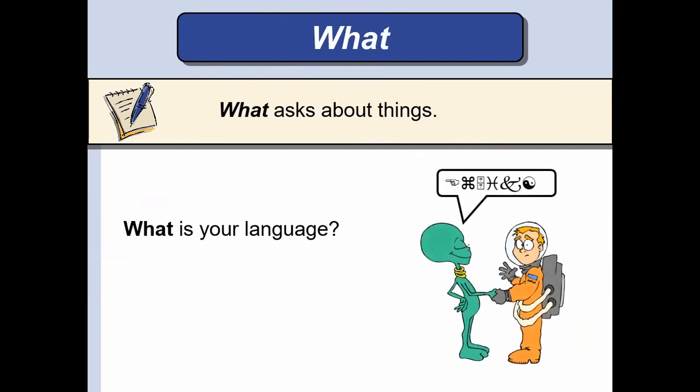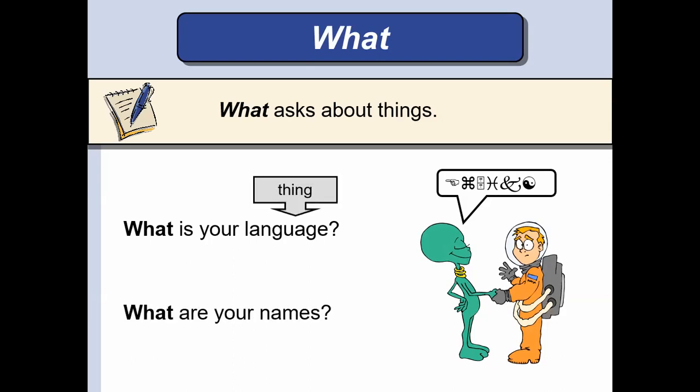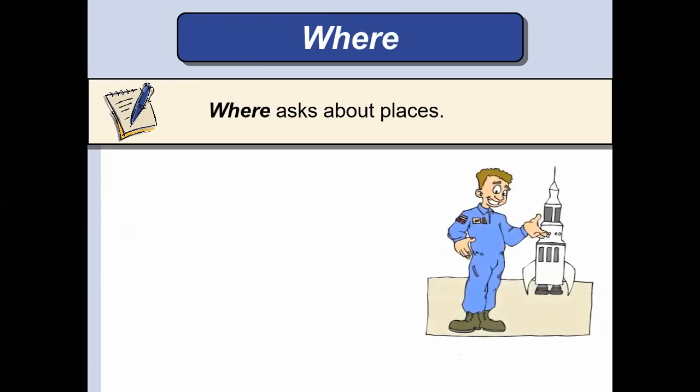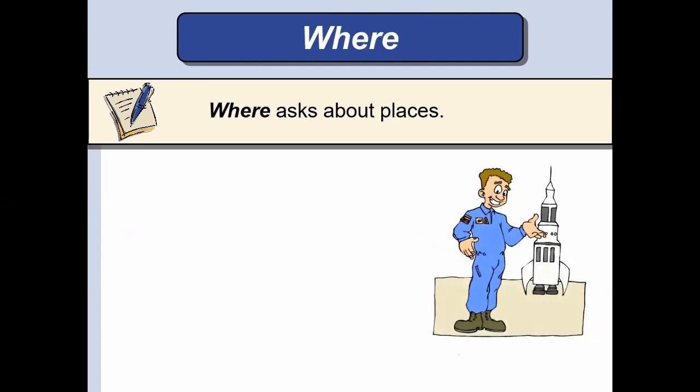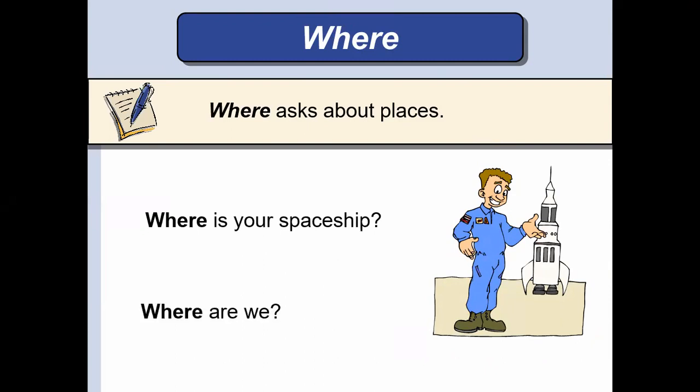And the other one is what, which asks about things. We use what to ask about things. What is your language, for example? What are your names? Things as well. And where asks about places. Where's your spaceship? Where are we?